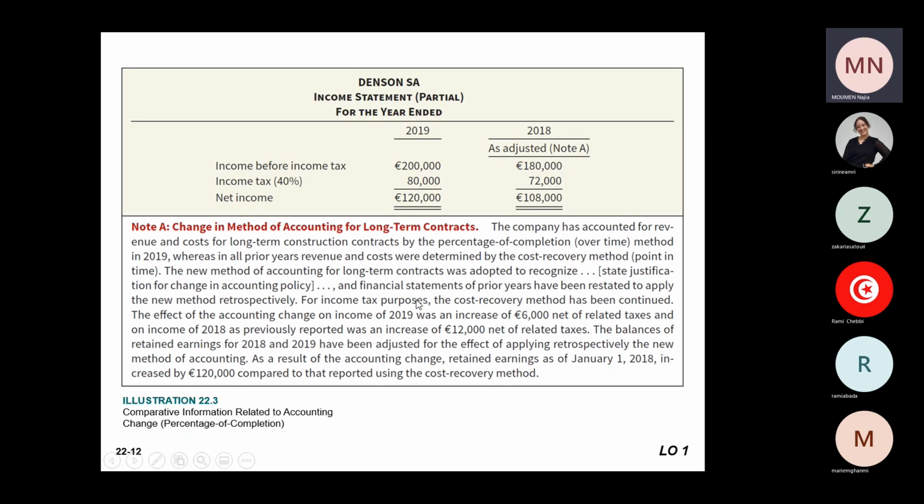You are saying here also that for tax purposes, you continued using the cost recovery method. And you are also telling about the effect of that accounting change on 2019 income. That was an increase of 6,000 net of taxes. And of course, the prior period impact on retained earnings was adjusted. So as a result of that accounting change, the retained earnings as of January 1st, 2019 was increased by 120 compared to what was reported using the cost recovery method. So that's an example in the notes disclosure.